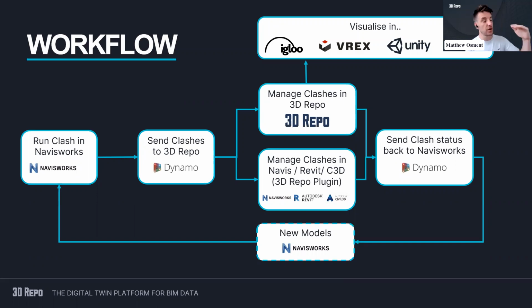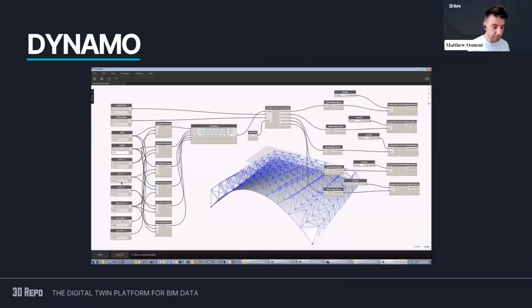And then as new models come in, we're constantly revisiting this cycle, and the whole thing can be automated. And really, when we're looking for manual intervention, it's in this managed clashes in 3D Repo. So that's when we're sending it out to people and saying, can you close this clash out?